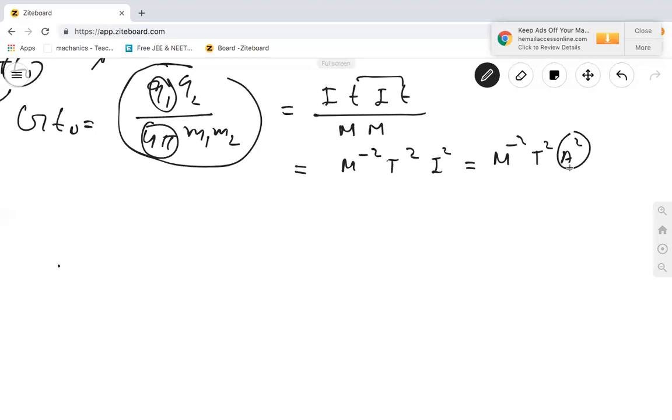Current can be written as A also. Some books may continue to keep I, some may replace it with A. Same thing, right? Yes, sir. That's all. Is it done correctly? Yes, sir.